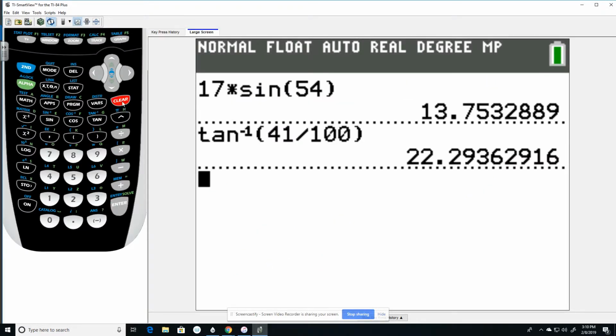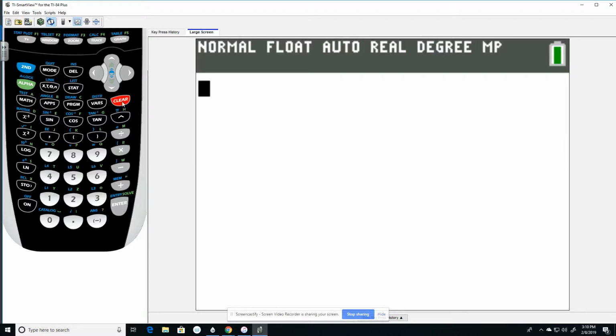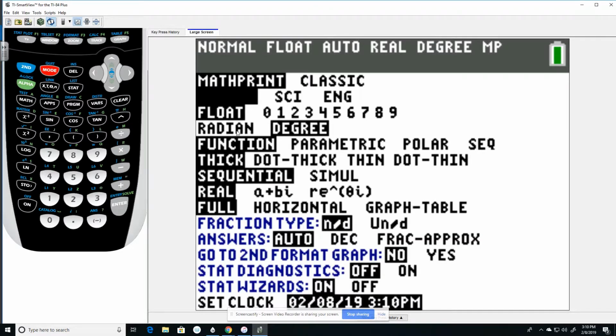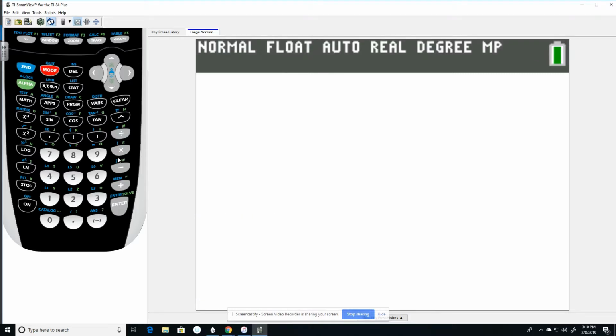To do that, all you do is go to your calculator. I'll try and clear that so your answer's not already there. Before you start trying to do the math, click on mode and just make sure that you're not in radian mode. You need to go down and make sure that this is set to degrees. Otherwise, you'll get the wrong answer.